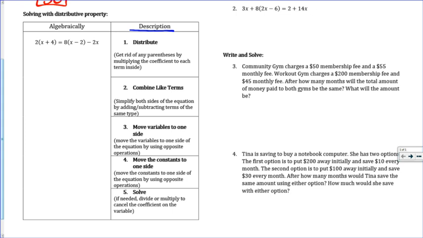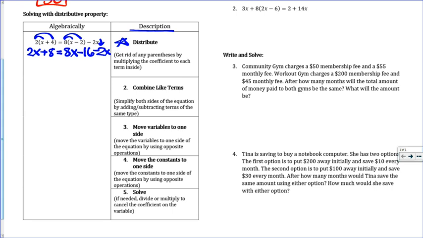Algebraically, our first thing we're going to do is distribute. Just like we practiced up above, we're going to take our coefficient of 2 and multiply it by x plus 4. So 2 times x is 2x. 2 times 4 is 8. We're going to multiply the 8 and distribute that into the parentheses. 8 times x is 8x. 8 times negative 2 is negative 16. And because this negative 2x is outside of the parentheses, we're just going to carry that down to the next row.